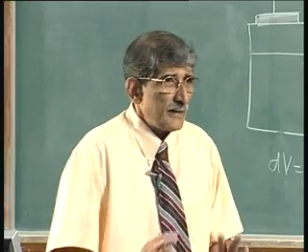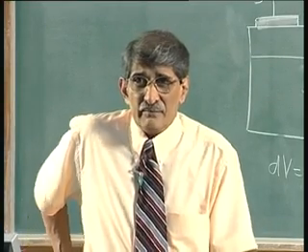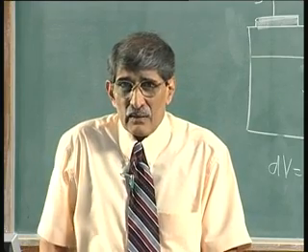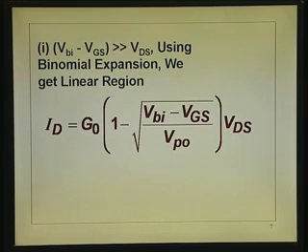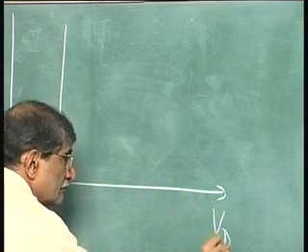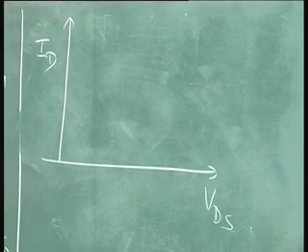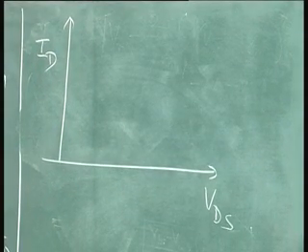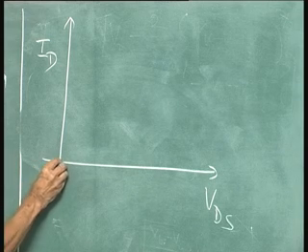Now, let us just go back and stop for a while before we write the further equations. We have got the integral. Now, physically, what do we expect? What we have said now is you get a linear characteristic. From that expression, if VGS is 0, you may get a characteristic like that.